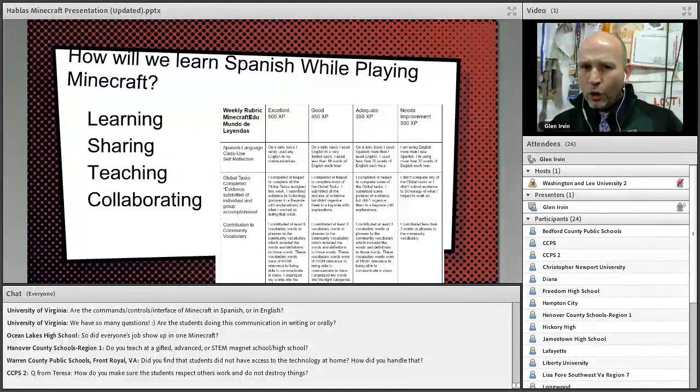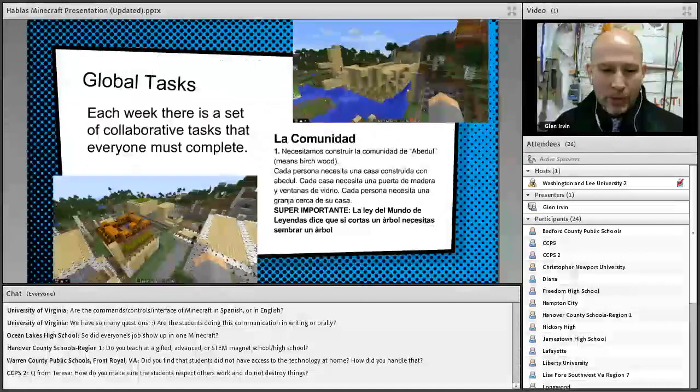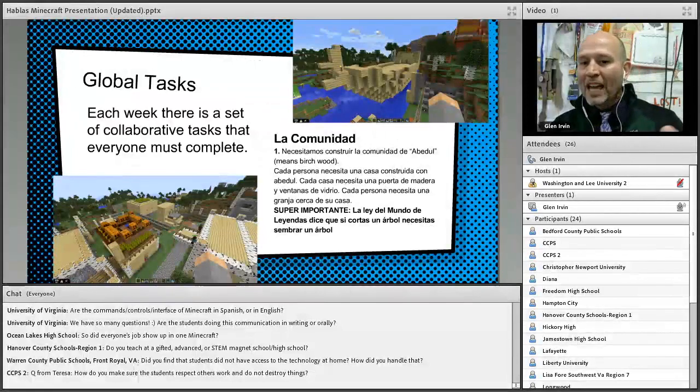So I'll go back here. So how was I grading them? Some people ask me sometimes. I had basically a very detailed rubric, and that was mostly for my administration, to be able to say, okay, here's what we're doing, here's how I'm going to evaluate whether or not they're actually doing what they're supposed to be doing. So we had these global tasks.